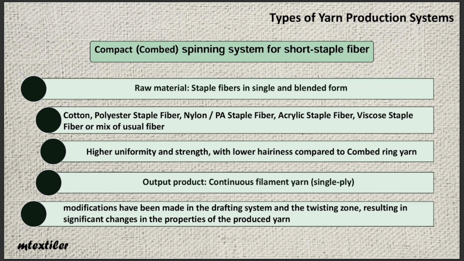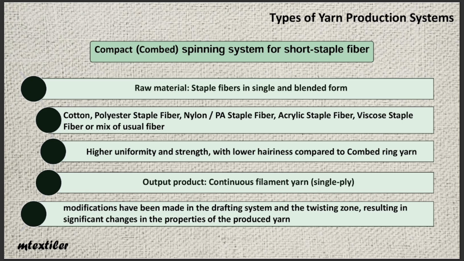Features: raw material, staple fibers in single and blended form; yarns producible, cotton, polyester staple fiber, nylon, PA staple fiber, acrylic staple fiber, viscose staple fiber, or a mix of usual fibers. Advantages: higher uniformity and strength, with lower hairiness compared to combed ring yarn. Output product: continuous filament yarn, single ply.